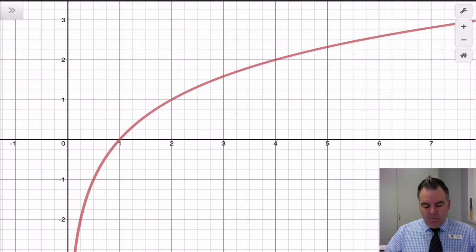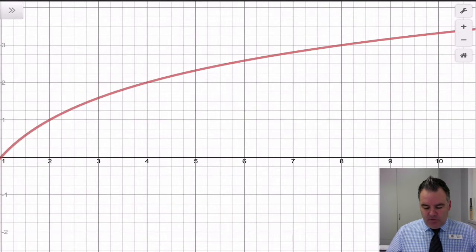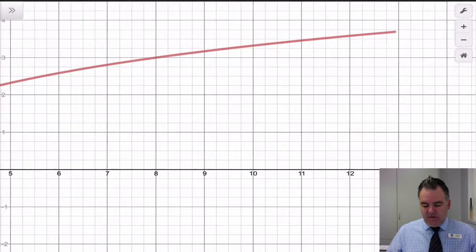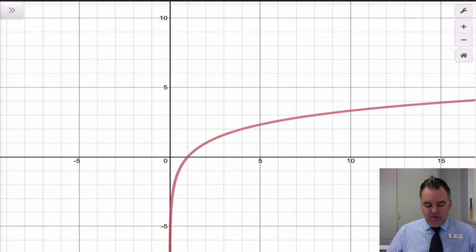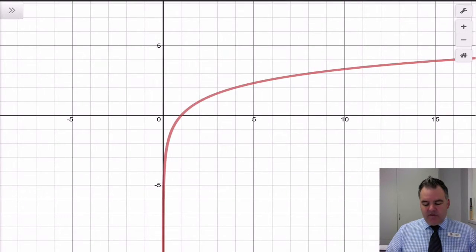Log base 2 of 4 is 2. Log base 2 of 8, if we scroll across, will be 3. And so log base 2 of 16 will be 4, etc. So you've got the graph going off like that. So there is no horizontal asymptote. This thing keeps getting bigger and bigger and bigger, but just at a really slow rate there. So there's a graph of log base 2 of x.